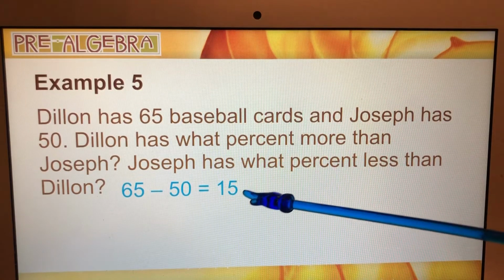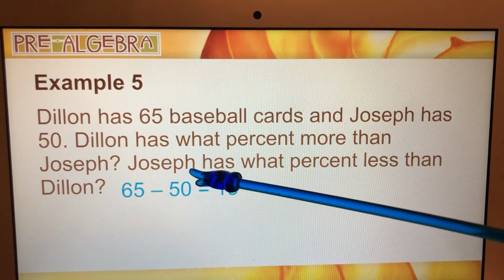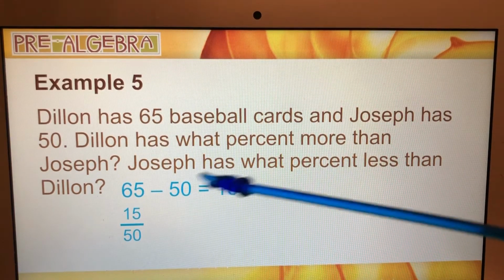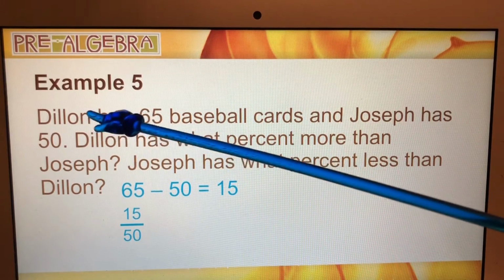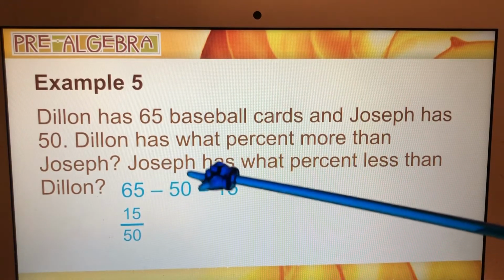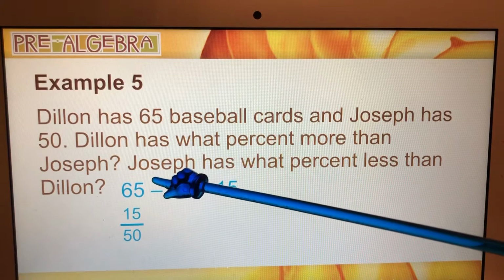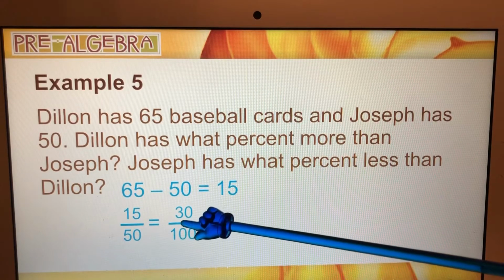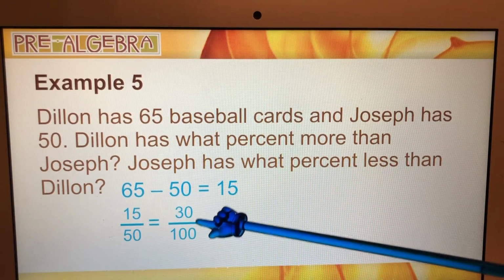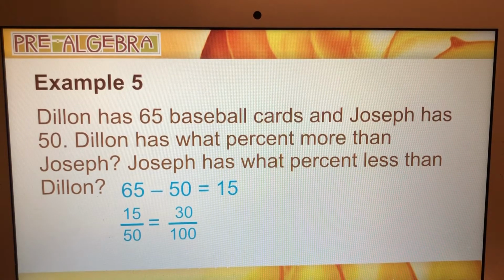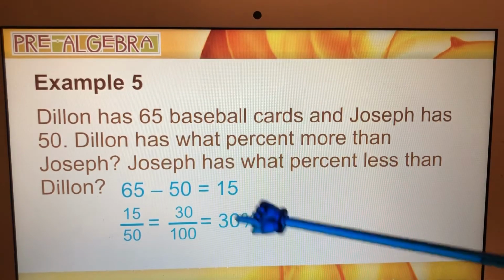So then I'm going to take the 15 and try to find what percent Joseph has less than Dylan. So we're going to take 15 and put it over Joseph's amount here of 50, because we're trying to find Joseph's percent less than Dylan. So 15 divided by 50. Now, if I multiply top and bottom by 2, I get a number over 100: 30 over 100. And then that's going to give me 30%.